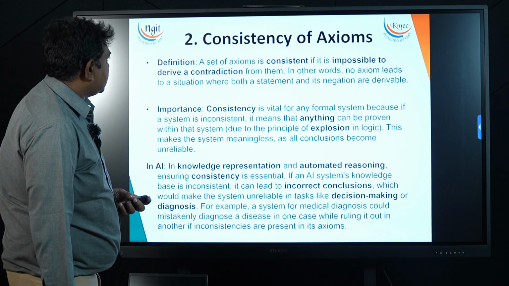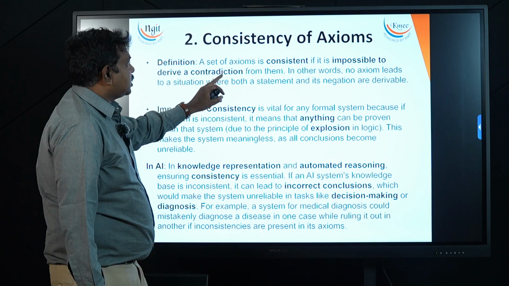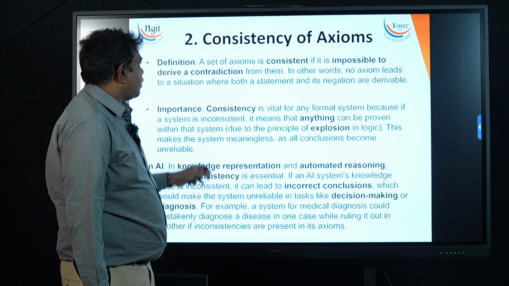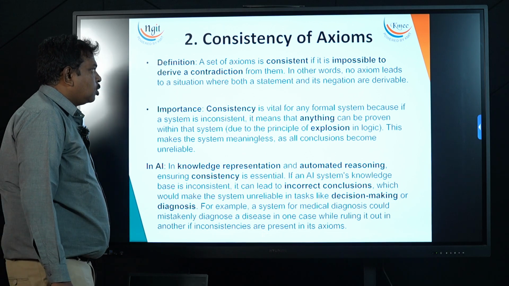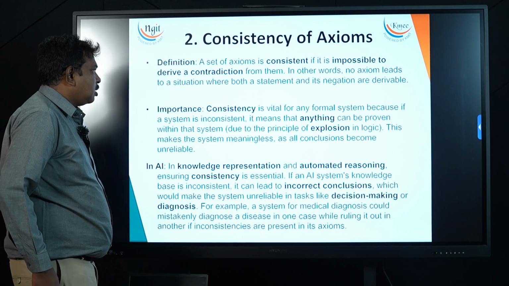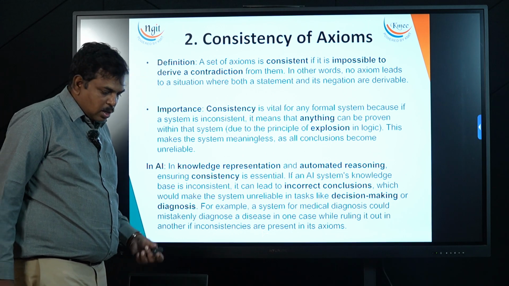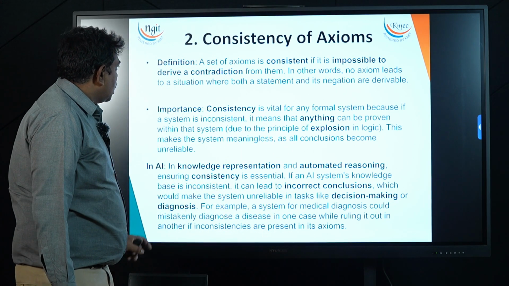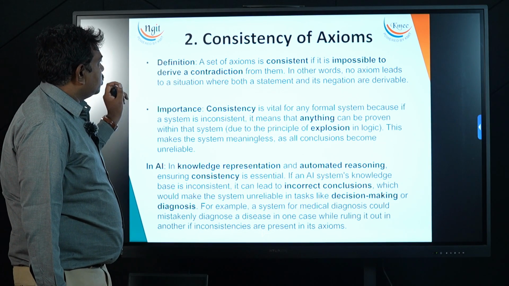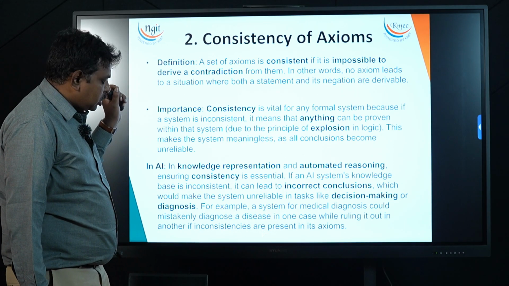Second one, consistency. A set of axioms is consistent if it is impossible to derive a contradiction from them. No axiom leads to a situation where both a statement and its negation are derivable. So when we are making a group of axioms for automatic theorem proving, we try to make sure that our system is consistent.